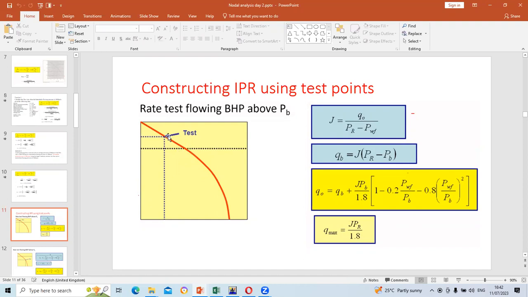If this particular test point that we have, which is made up of a flow rate and a bottom hole flowing pressure, is above our bubble point, because this is our bubble point pressure, you are going to use this formula. You use this formula to calculate J. You use this formula to calculate the flow rate at the bubble point. Then you use this formula to generate your IPR.